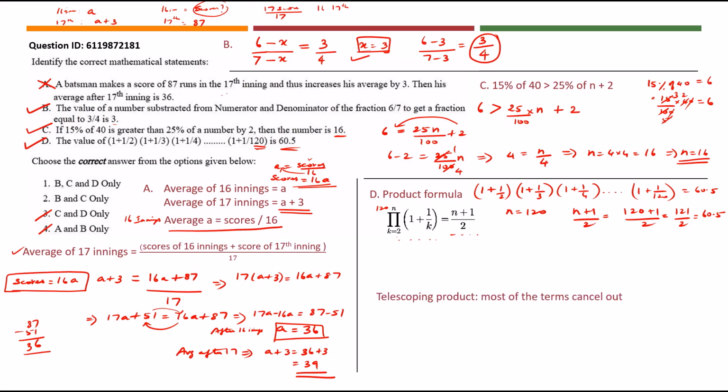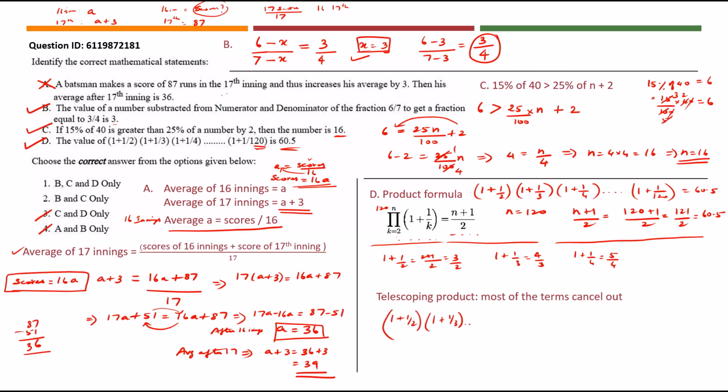This is actually a telescoping product. Most of the terms will cancel out. Let's expand the series completely. What is 1 plus 1 by 2? Let's take LCM. 2 plus 1 which is equal to 3 by 2. What is 1 plus 1 by 3? 3 plus 1 which is equal to 4 divided by 3. What is 1 plus 1 by 4? 4 plus 1, 5 divided by 4. This will be 1 plus 1 by 2 into 1 plus 1 by 3. This will go up to 1 plus 1 by 120.